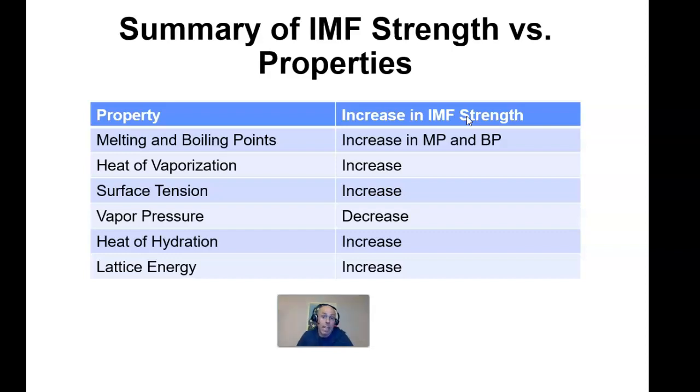Vapor pressure, we'll learn about later, has the opposite trend to boiling point. Know that increased intermolecular forces result in decreased vapor pressures. We'll learn why later. And the last two we'll also talk about later. Greater intermolecular forces result in greater heats of hydration and also greater lattice energies.